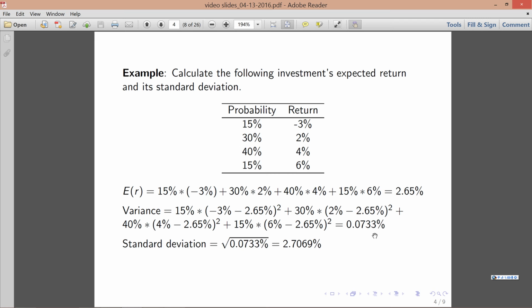So we end up with this number that is the variance. This variance is not in the same magnitude as the return because we have the square here. Once we calculate the standard deviation by taking the square root of it, we have a number that is 2.7069%. This number is much easier to interpret because it's in the same magnitude as the return. So the interpretation is that on average, I think my return is going to deviate from my expected return by 2.7069%.